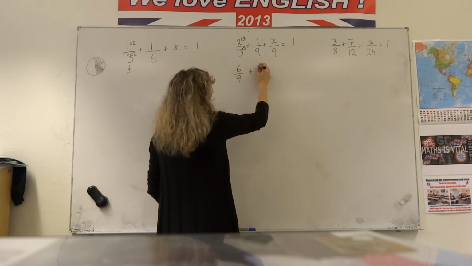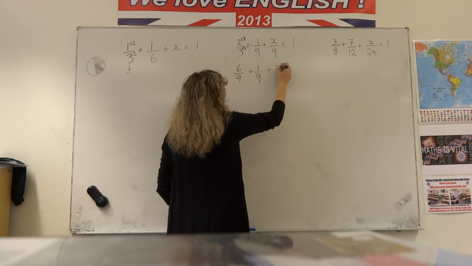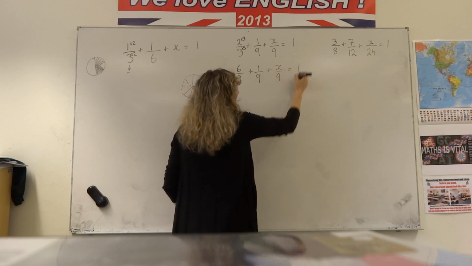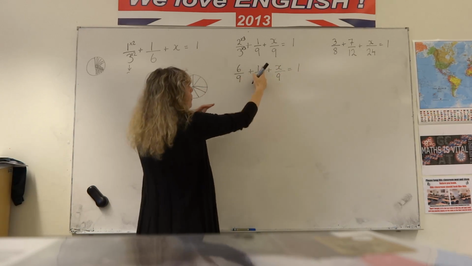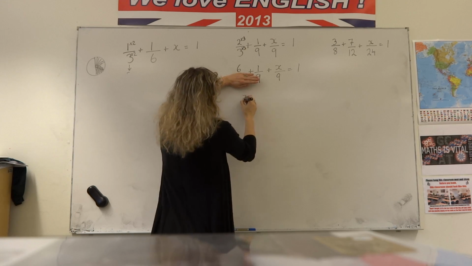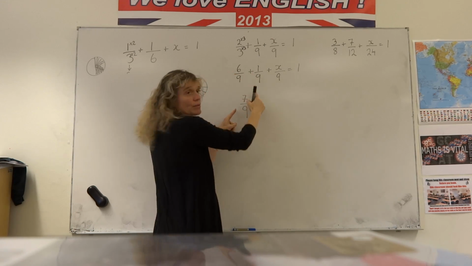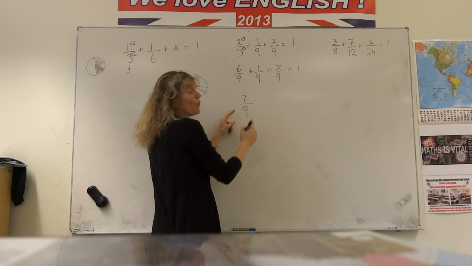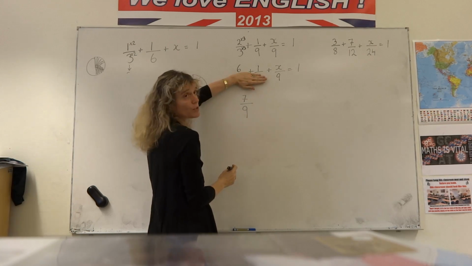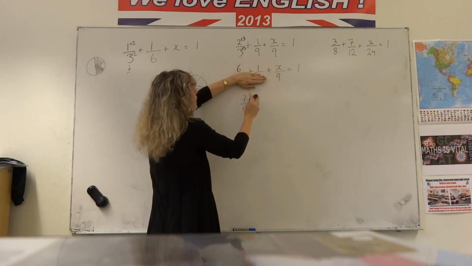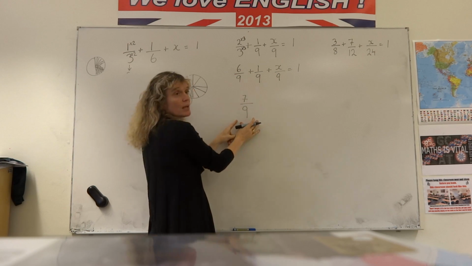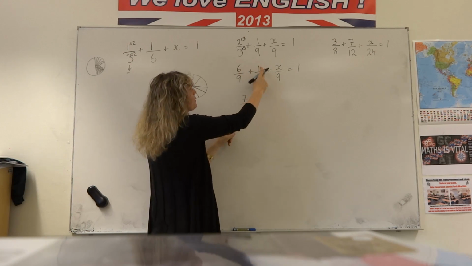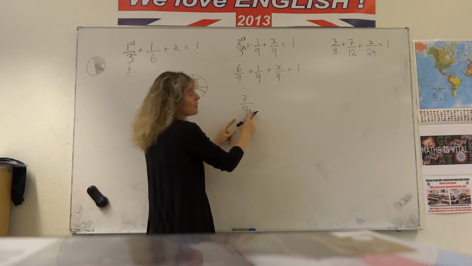6 ninths plus 1 ninth plus x over 9 will equal 1. Well, 6 plus 1 is 7. 7 what? What are we counting in? 7 ninths. So when we're adding fractions, we cover our hand with the bottom one, and we say 6 plus 1 equals 7. What are we counting in? We're counting in ninths. So 6 ninths plus 1 ninth is 7 ninths.